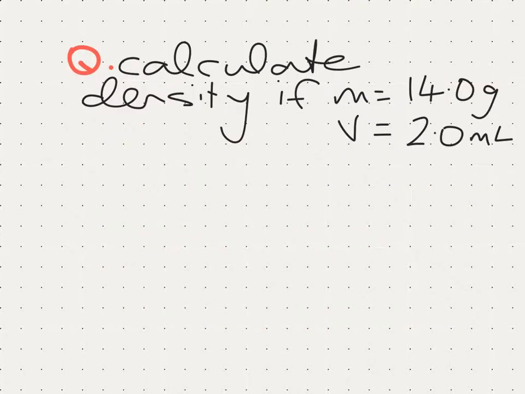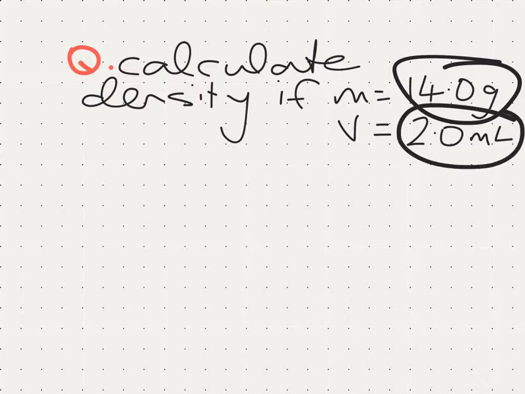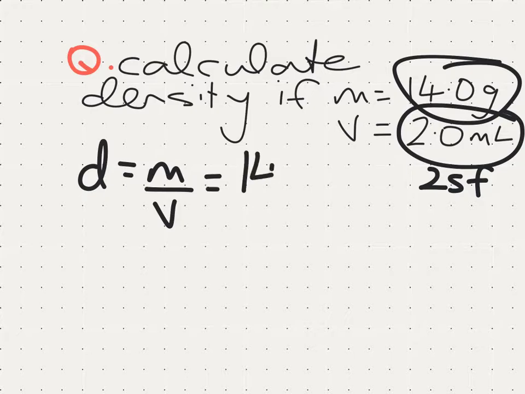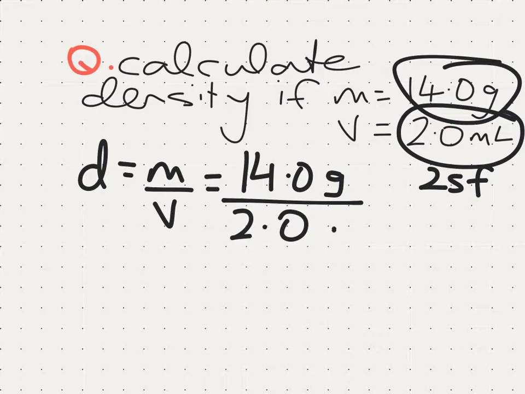So what does this actually mean for us in chemistry? Well, if we're doing a calculation, our answer is limited by the least accurate number. And the least accurate number is the one with the least amount of significant figures. So over here, mass is 14.0, that's 3 significant figures, and the volume is 2.0. So that's your least accurate number. The question is calculate density. Density equals mass over volume. Mass here is 14.0 grams, and volume is 2.0 milliliters.